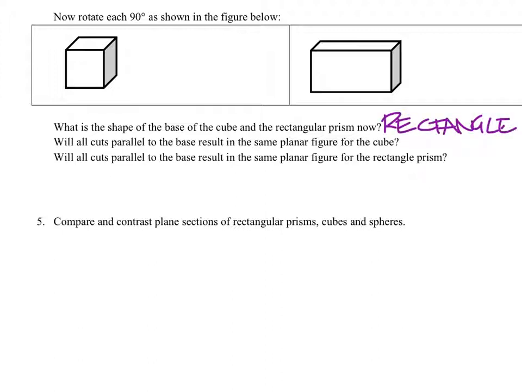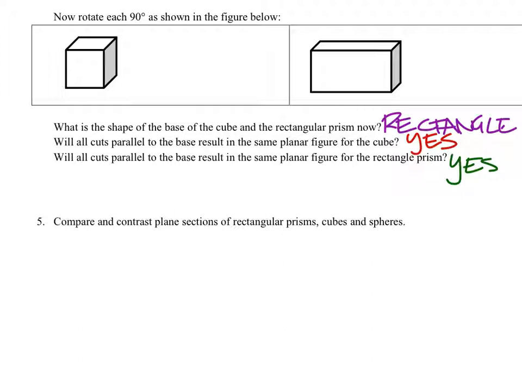So that's a good question. Would it be a square and a rectangle? That is an acceptable answer. However, squares are types of rectangles, so I'm okay just writing rectangle on this part. Will all cuts parallel to the base result in the same planar figure for the cube? Yes, they will. Will all cuts parallel to the base result in the same planar figure for the rectangular prism? That also is still a yes. You get rectangles right there.